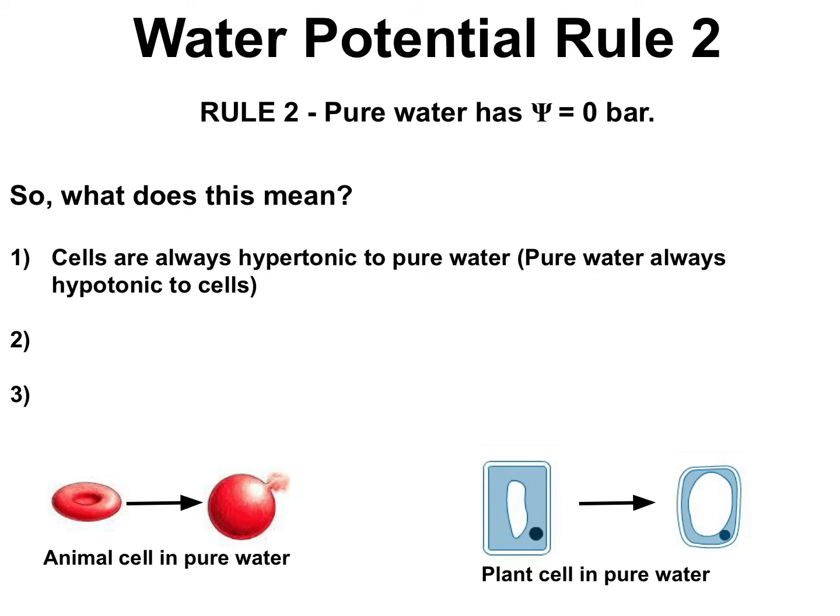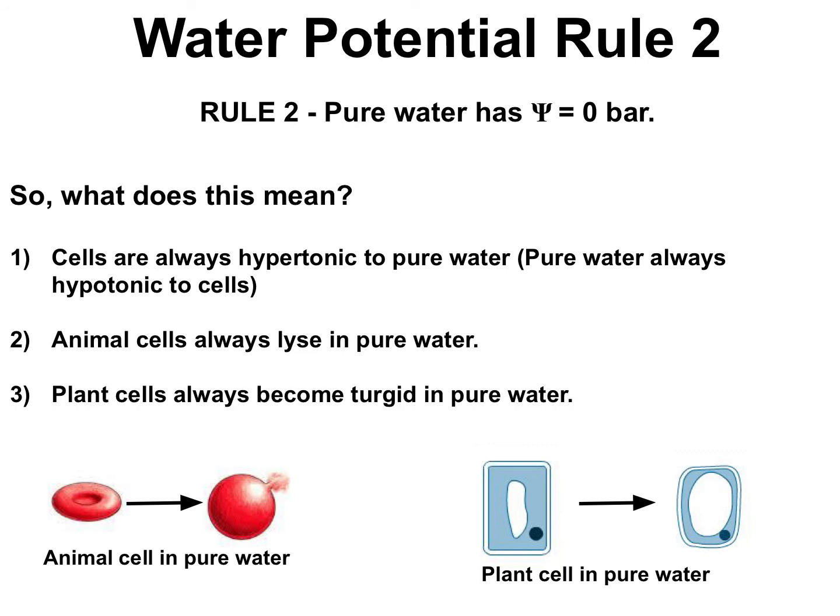Well, first, cells would always be hypertonic to pure water, or you could flip that around and say pure water is always hypotonic to cells. And what this means is that animal cells will always lyse in pure water, because animal cells will take on that water. Water will flow into the cell until the cell lyses. Water will also flow into plant cells when they are put into pure water, but since plant cells have a cell wall, the plant cells will just become turgid instead of lysing in pure water.